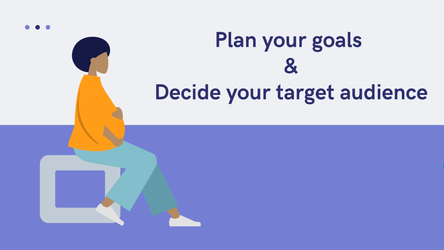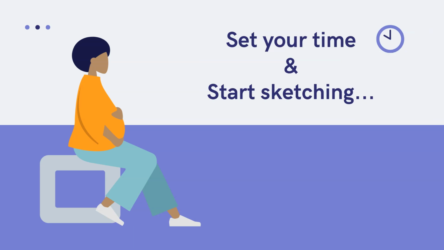After you have planned your goals and decided your target audience, the next very important thing is that you need to set your time. You should set yourself a time limit: this is the amount of time I am going to spend on sketching the blueprint or the product. You should not spend the entire day, or the entire duration provided by the client, just on sketching, because you also have to create the main product, right? So it's very important that you set yourself a time bound, and then you are ready and good to go, and now you can start your sketching process.